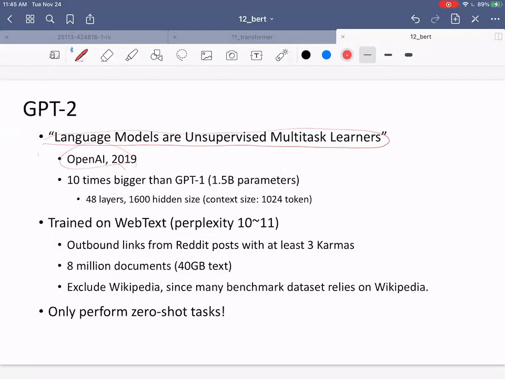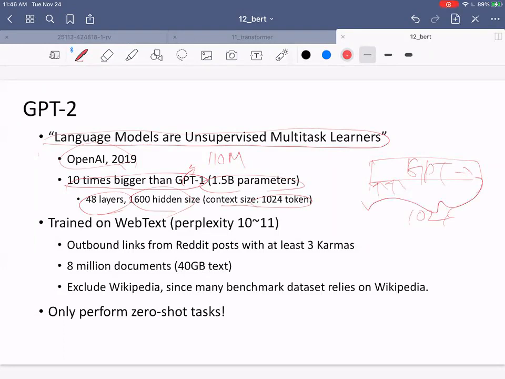And they increased the size of the model 10 times. So it's 10 times bigger than GPT-1. GPT-1 was 110 million parameters, but now in GPT-2, they're using 1.5 billion parameters. So it's 48 layers with 1600 hidden size. And the caveat is the context size is 1024, so the number of tokens given to GPT-2 is 1024 tokens.